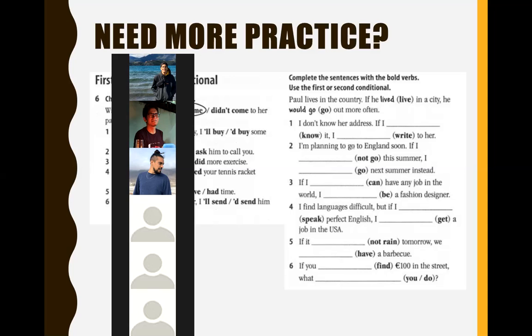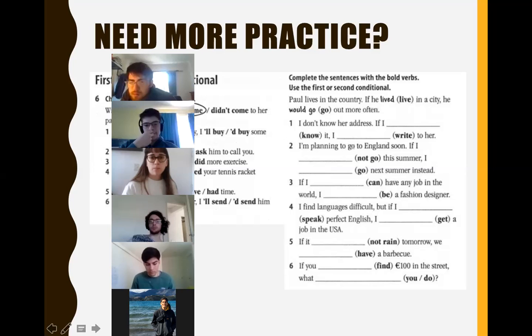Number 4. I find languages difficult, but if I could speak perfect English, if I speak perfect English, I could get a job in the USA. All right, could be. If I find languages difficult, but if I could speak perfect English, or if I spoke perfect English, I would get a job in the USA. Very good answer. Thank you very much.